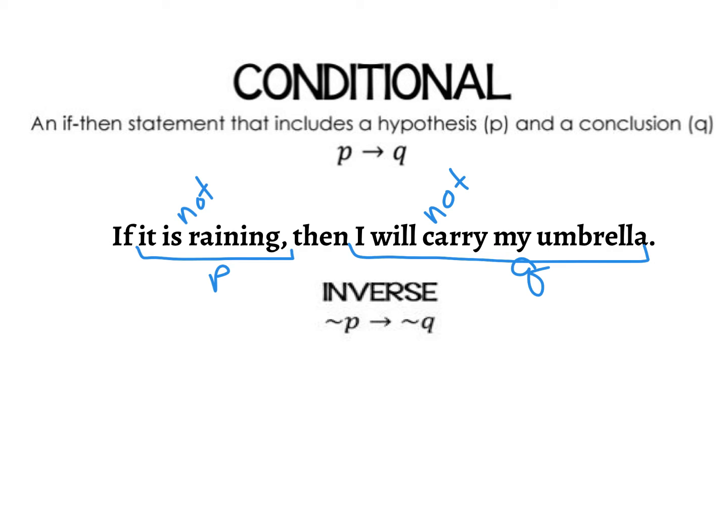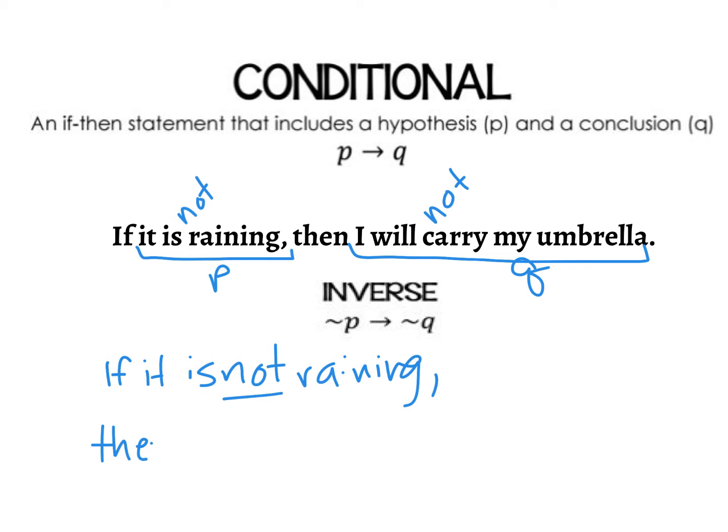And let's write that out. That is going to be my statement. I just have to write the not in front of both statements. So if it is not raining, keyword here, then I will not carry my umbrella.